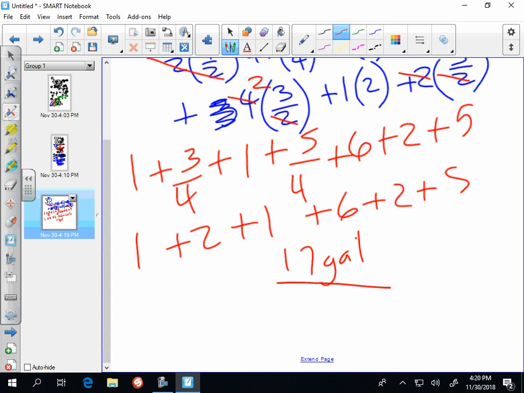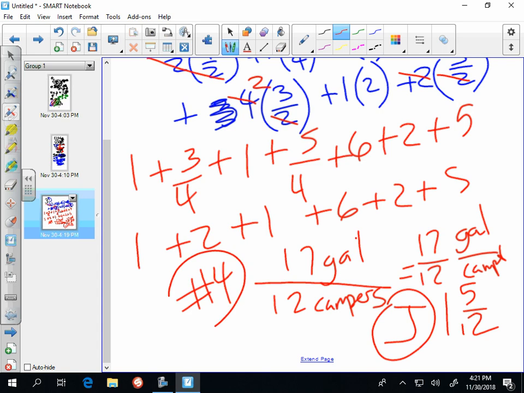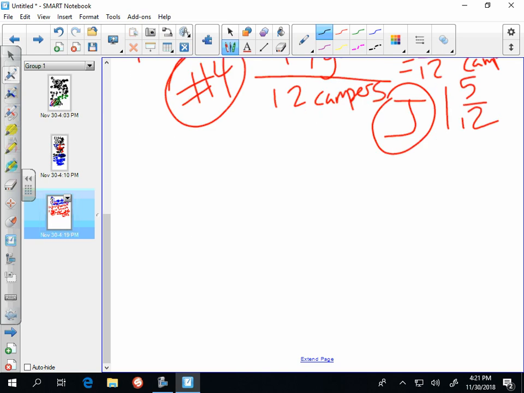So if I divide the number of gallons amongst the number of campers, I get that each camper is carrying 17/12 gallons. And that seems to correspond with J, 1 and 5/12. Okay, so number 4 is J. Let's take a look at number 5 now.